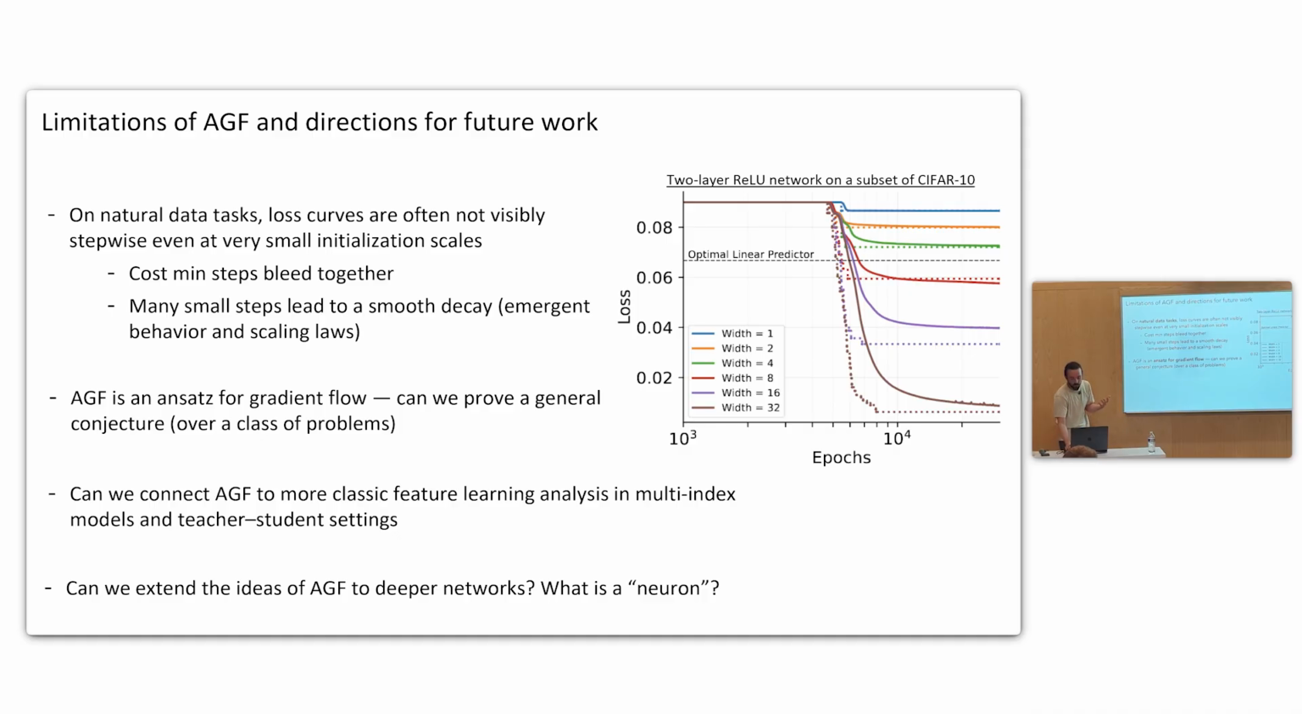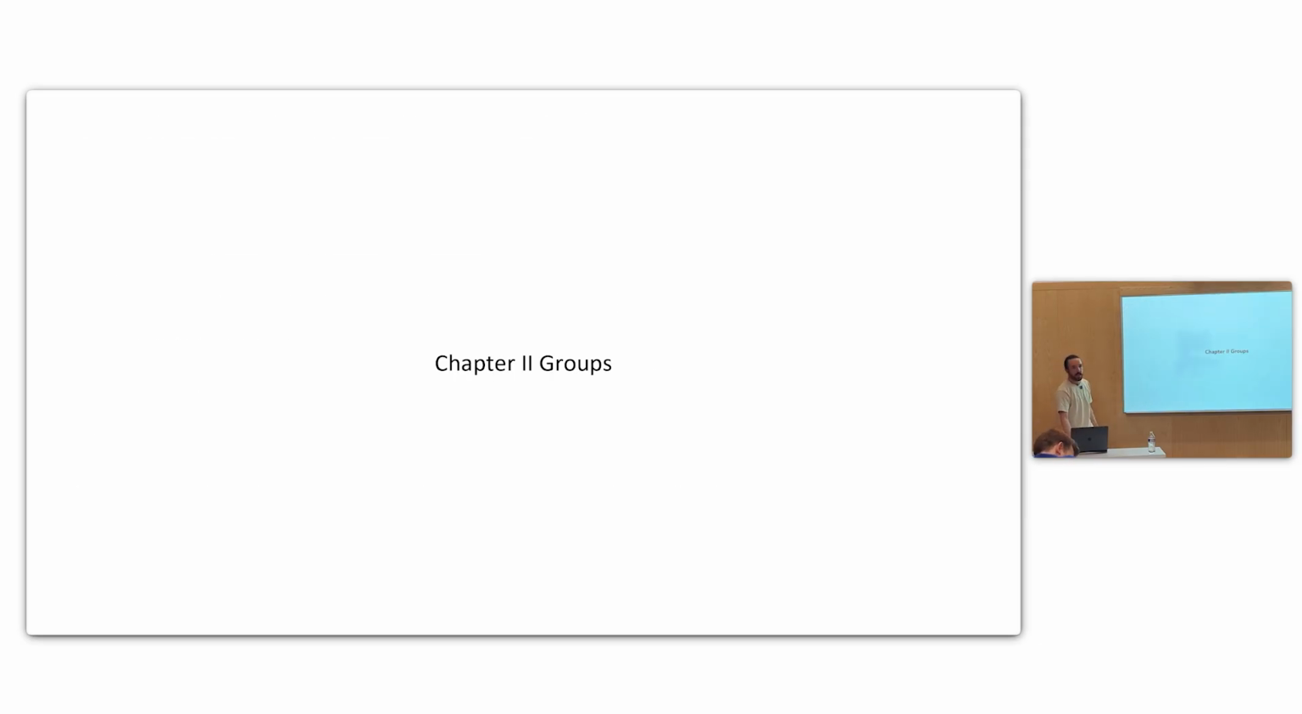So, or is there another set of settings where we could prove it? Can we connect it to more classic analysis in multi-index, teacher-student? I would be very interested in, could we make this description that is kind of discrete, something that might look more smooth, where you have kernels and kind of low rank perturbations to that kernel? So I think there's lots of different directions, but maybe most importantly, what would this look like in a deeper network? So all these are important, and none of them are done.